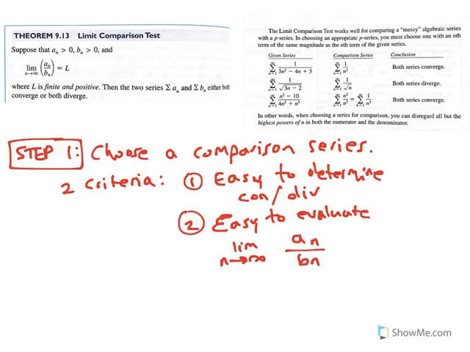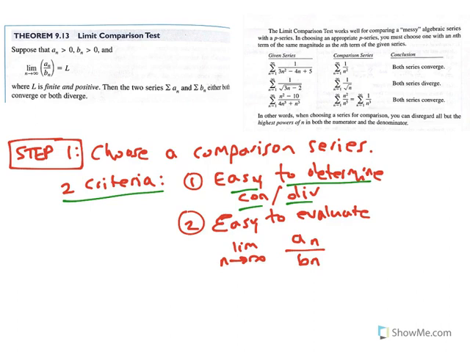The first step, just like yesterday, is to choose a comparison series. There are two criteria that you should use to choose a comparison series. The first one is your comparison series should be such that it is easy for you to determine the convergence or divergence of the comparison series.